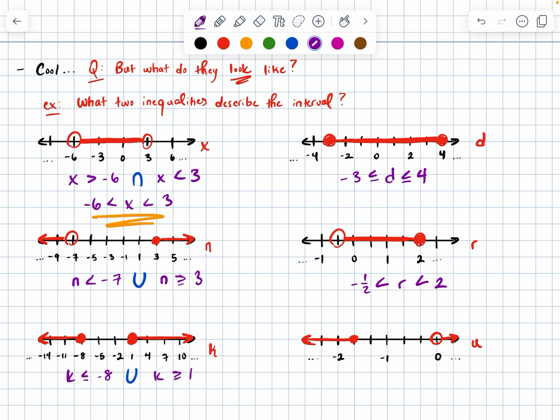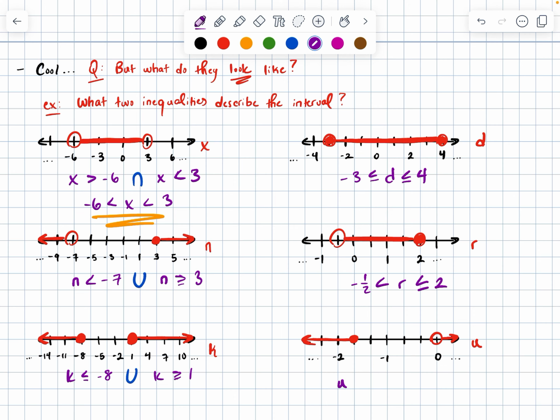The values of R are stuck between these two, and the 2 has a closed circle around it, so it needs an "or equal to." So the values of R are greater than negative 1/2 and less than or equal to 2. And then finally, for our values of U, I've got two branches.